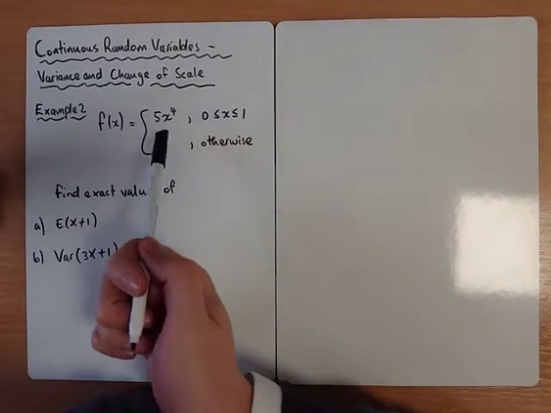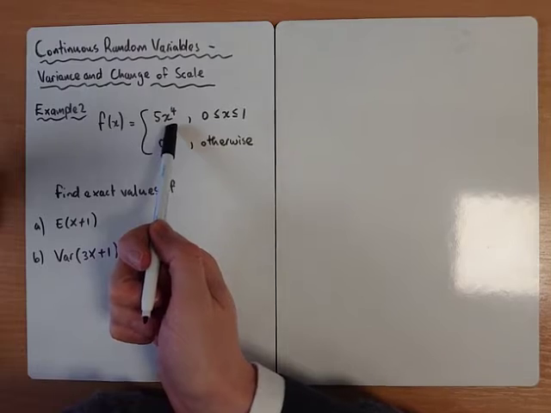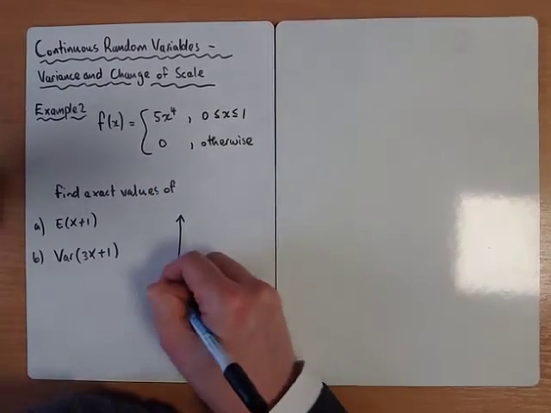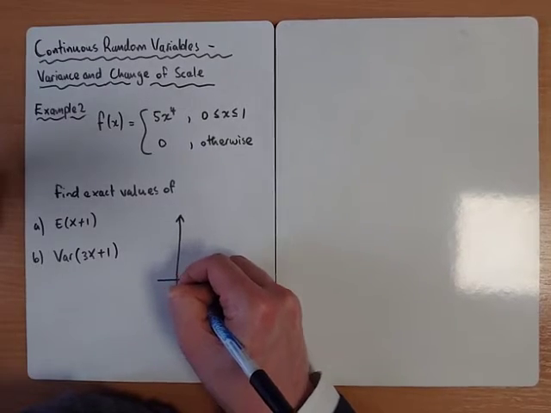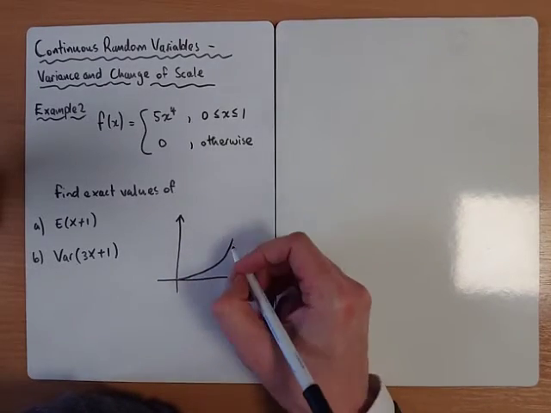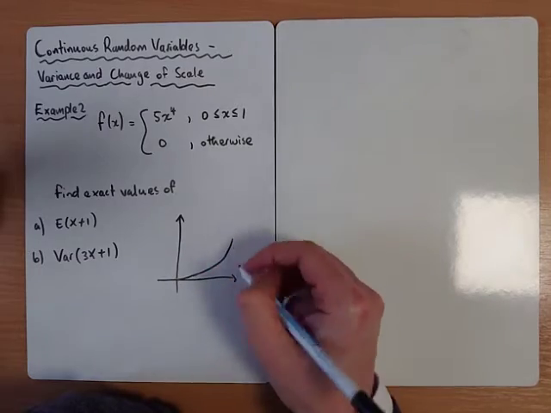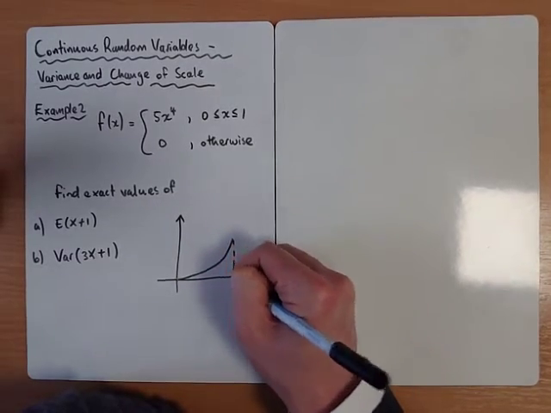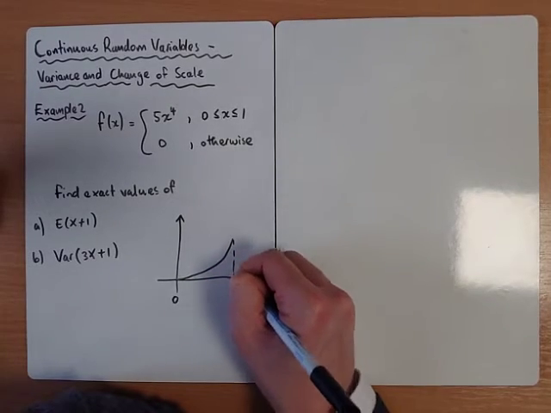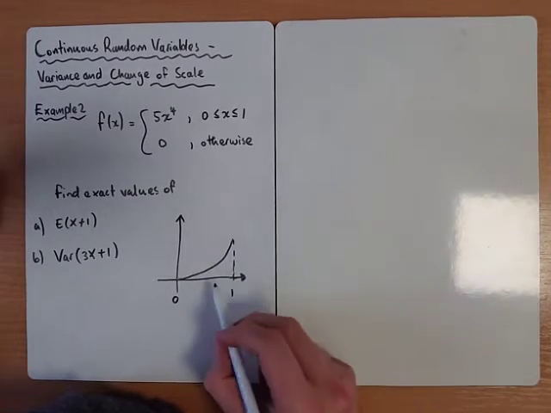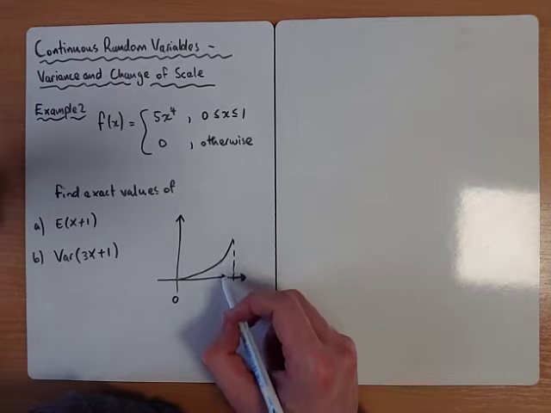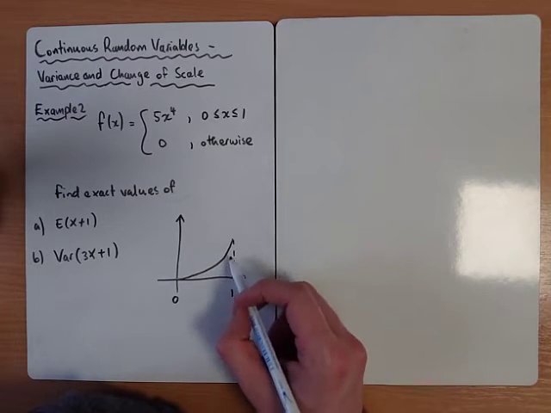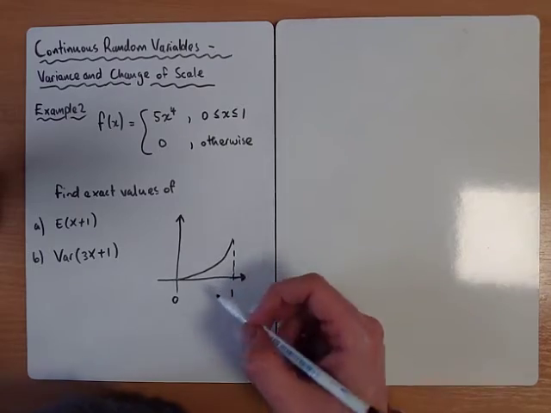Second example, we've got a function which is 5x to the power 4 between 0 and 1. If you did want to sketch this one, x to the 4 looks like x squared. It's just, it gets steeper and it's a bit shallower down here. So we're thinking about this graph between 0 and 1. So the expected value or the average is going to be somewhere between 0 and 1, but obviously a bit closer to 1 because there's a higher probability of these outcomes up here.